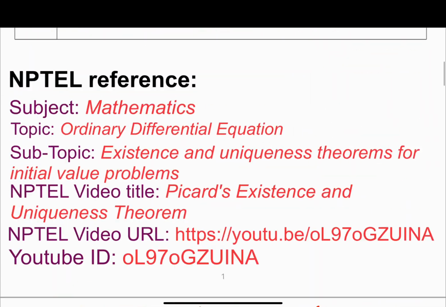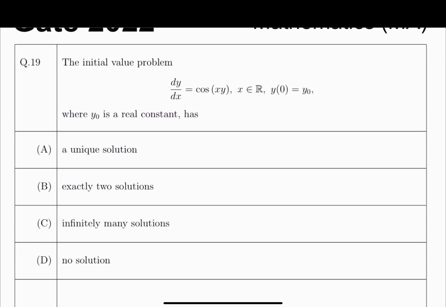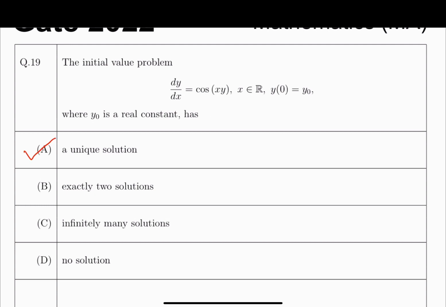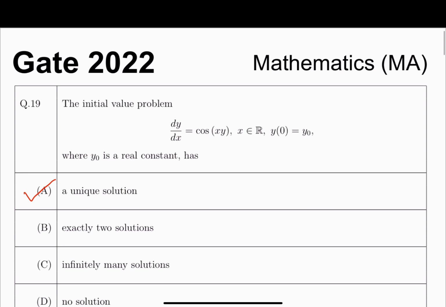So therefore, which option is correct? This has a unique solution, so option A is correct. This initial value problem has a unique solution.